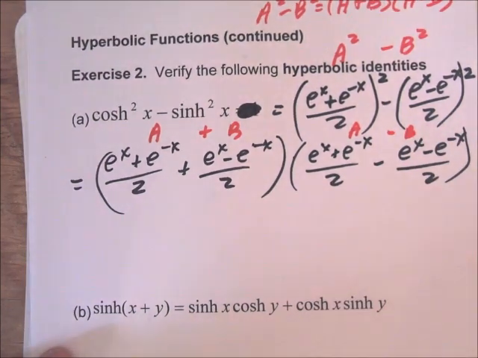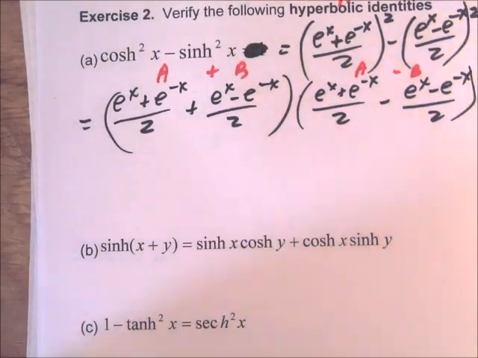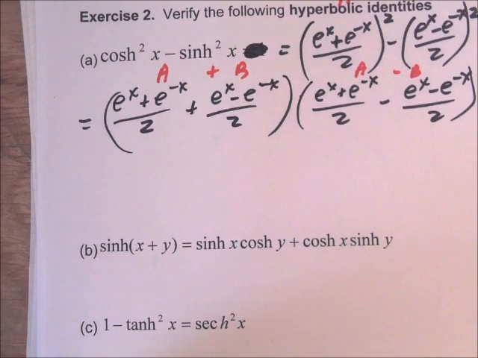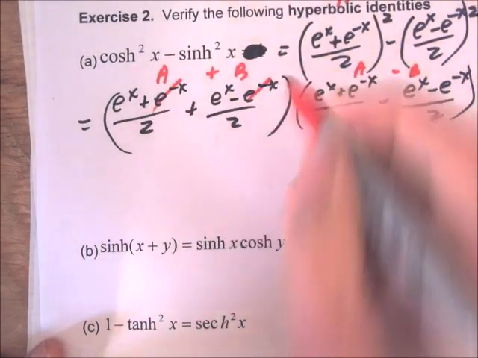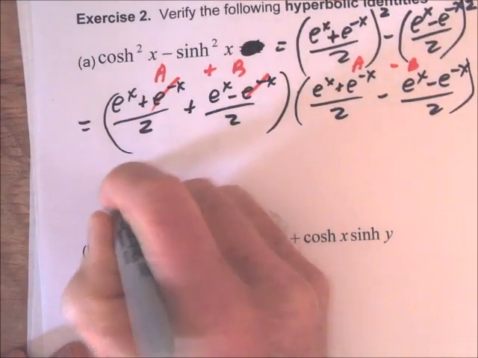Okay, so then we can simplify this. These all have the same denominator. We can combine like terms. e to the x and minus e to the x will cancel. So the first factor becomes 2.